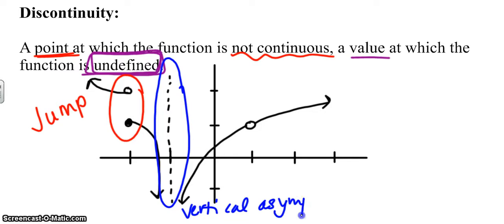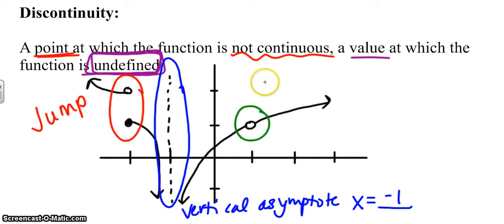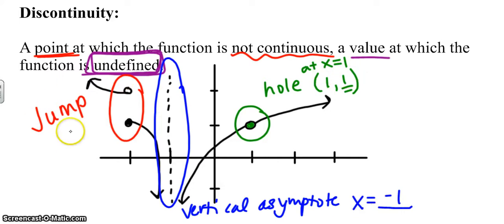A vertical asymptote is a vertical line, so it's always going to be written in the form x equals a number. In this case, it would be x equals -1. This right here represents our last type of discontinuity, which is a hole in the graph. So we would say our hole is at x equals 1, and the hole is (1, 1), because this is the value that you would be able to find if you could plug in 1 in your function. We're going to focus mostly on vertical asymptotes and holes. We're not going to worry so much about the jumps for this unit.